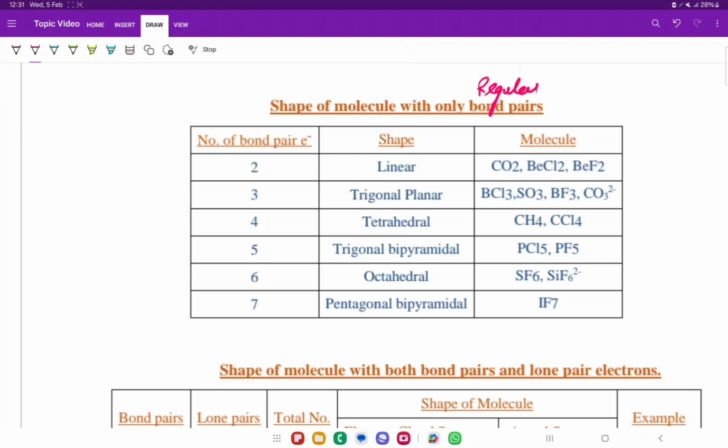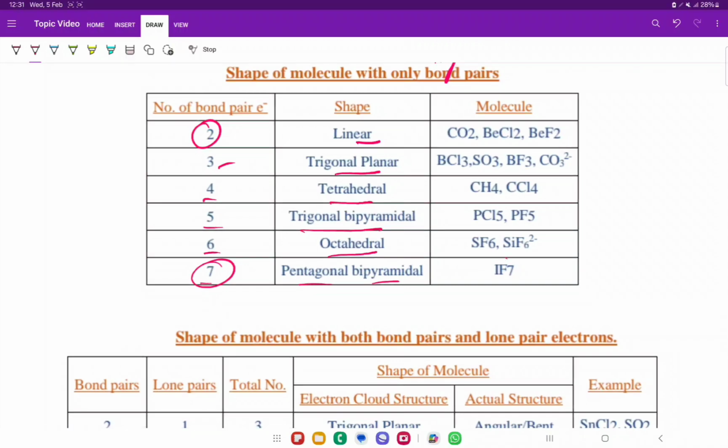For regular geometry, with 2 electron clouds, linear. 3 electron clouds, trigonal planar. 4, tetrahedral. 5, trigonal bipyramidal. 6, octahedral. And 7, pentagonal bipyramidal. 7 is although not in the course of IB, and the only example of this is IF7. If you want, you can remember it.